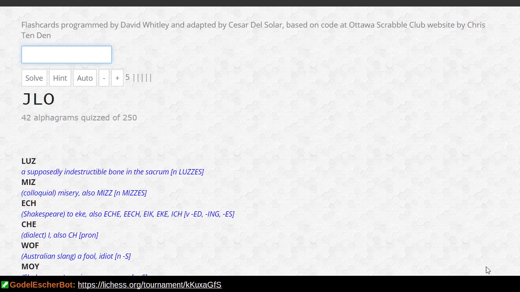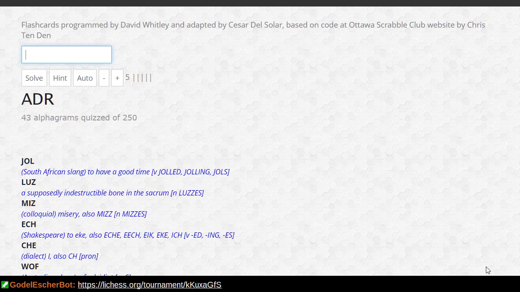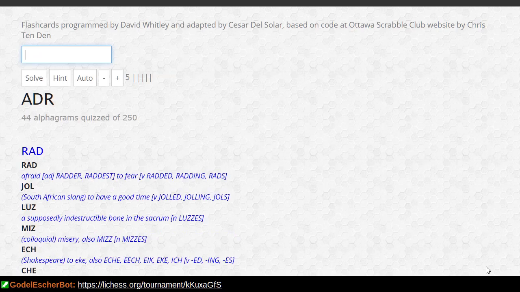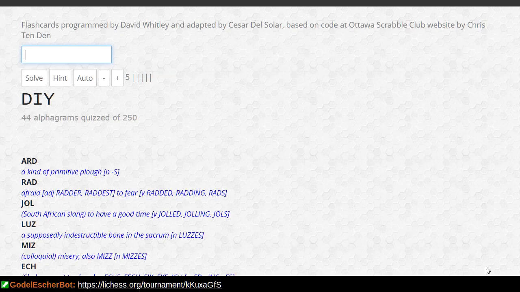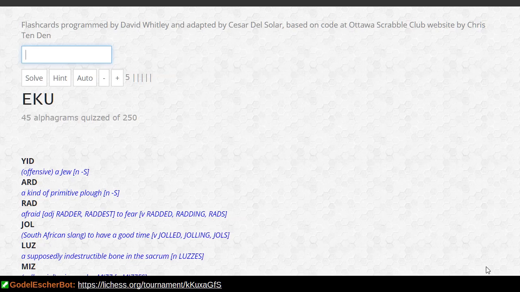Now I've heard of Lodgman. Is LOJ? It's not. JOL. To have a good time, to jowl. Makes sense. We all know rad. But what else could it be? Hard? Kind of primitive plow. Yid. It's offensive. We've heard that before.